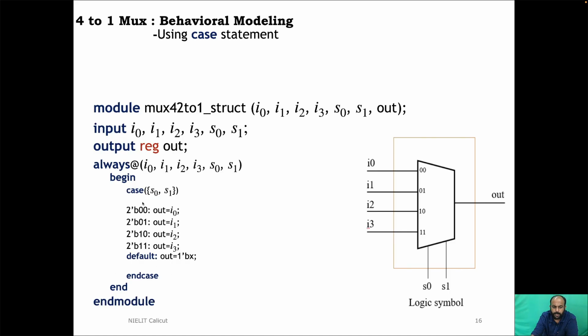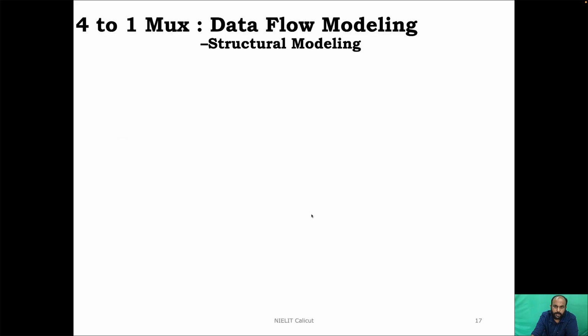If you happen to miss any of this, the compiler will throw you an error. So that is about the 4:1 multiplexer in behavioral modeling using the case statement. Now let us also see the structural model of it.